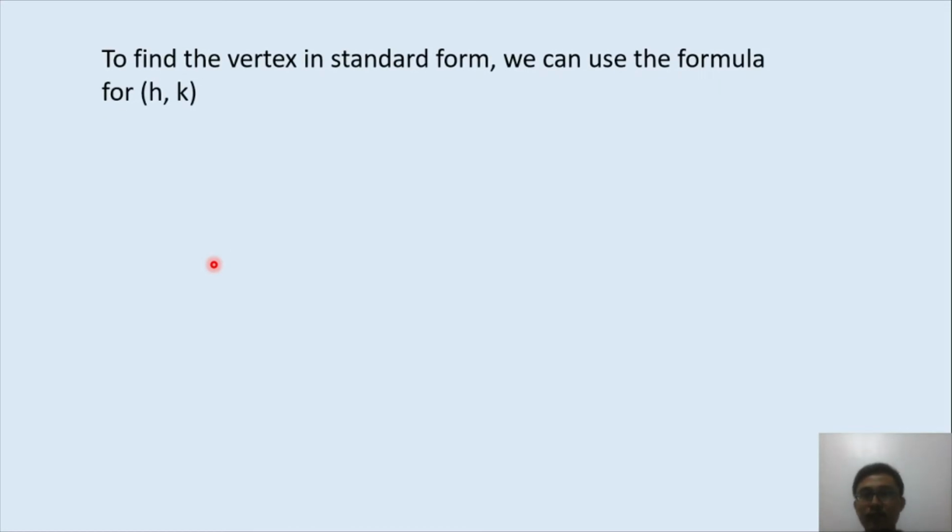So, to find the vertex in standard form, we can use the formula for HK. So, gagamitin natin yung second example natin kanina. So, nakuha natin yung vertex na 1 and 2. Ito yung formula natin. H equals negative B over 2A. Then K equals 4AC minus B squared over 4A.